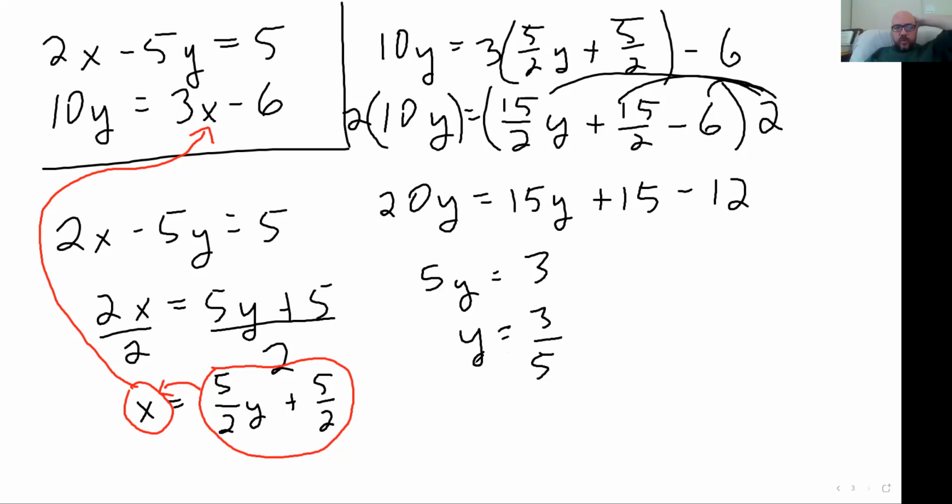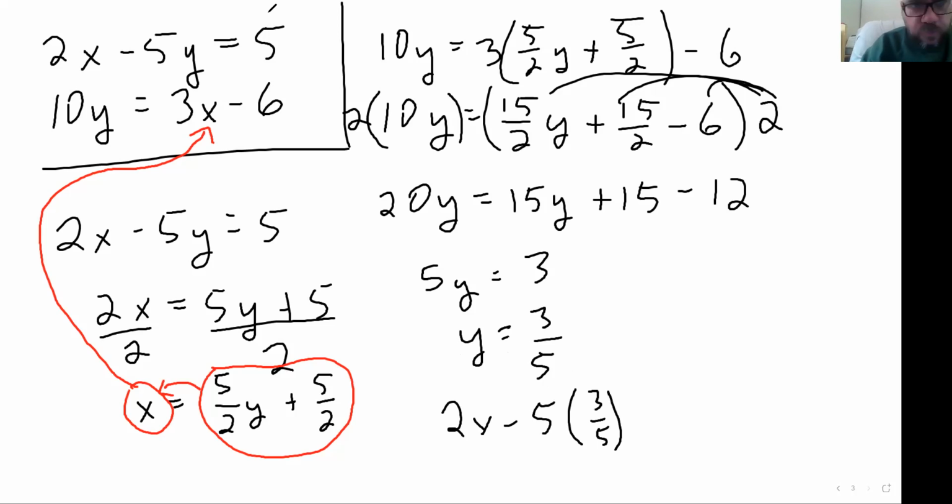All right, so I get y equals 3/5, and we have to figure out what x is still. So I'm going to take this 3/5 and put it back into whichever of these equations seems appropriate. Either one's fine. Use whichever one you feel like. I'm going to use the one on top because it seems to have smaller numbers. So that might make the calculations a little bit simpler. So I'm going to get 2x minus 5 times 3/5 because that's the value of y.